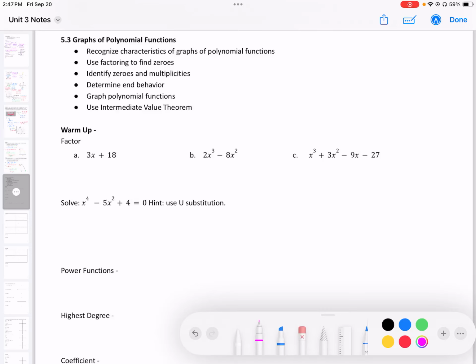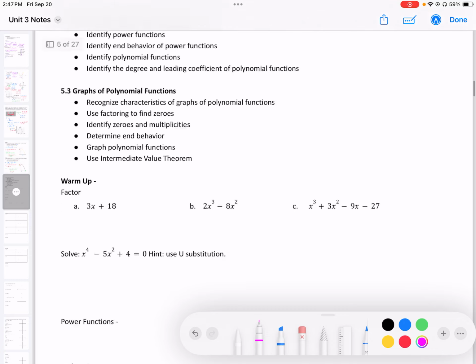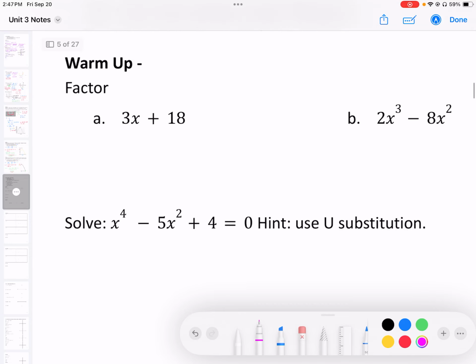In this video, we are going to be covering section 5.2 and 5.3 that covers power functions, polynomial functions, and polynomial function graphs. Let's start with our factoring warm-up. In this first one, we will go ahead and factor out the 3, and we're left with x plus 6.